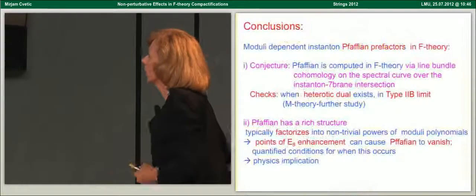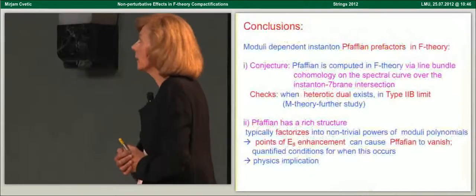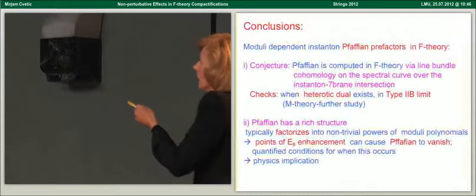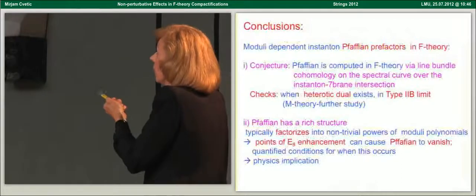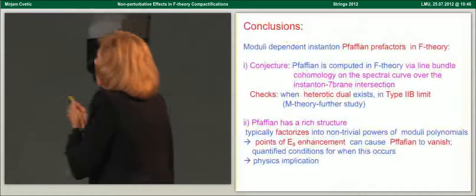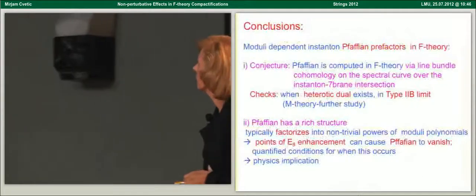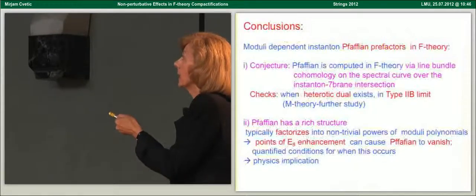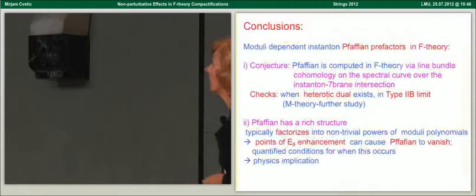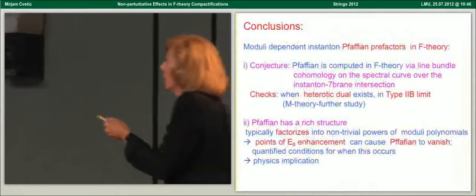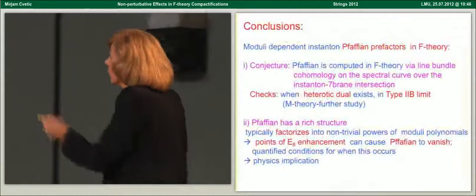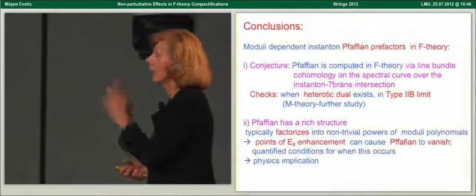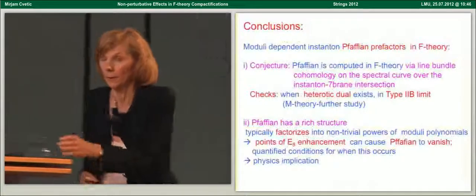Already some of these results point to an intriguing structure of such Pfaffians. We see that we have typical factorization into non-trivial powers of moduli, 7-brane moduli. Points of E8 enhancement often happen and cause the Pfaffian to vanish at those points. And there are intriguing potential consequences both for moduli stabilization and particle physics by understanding these features better. Thank you.